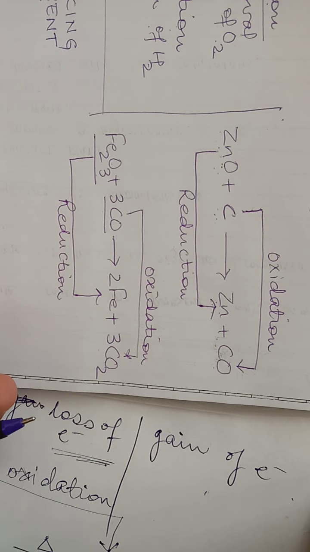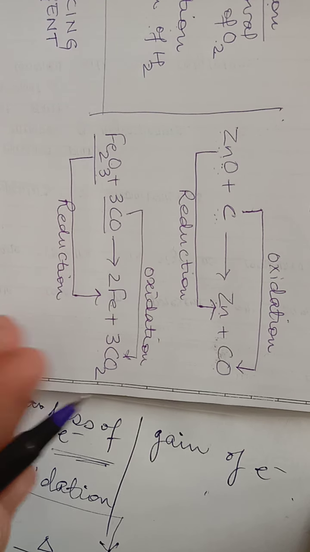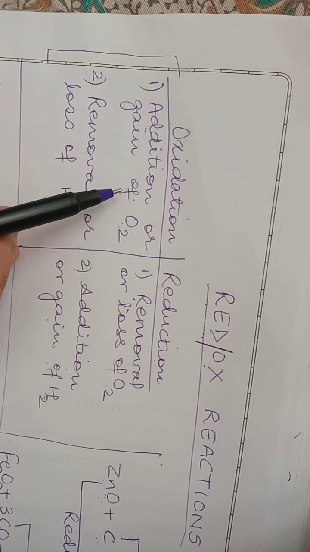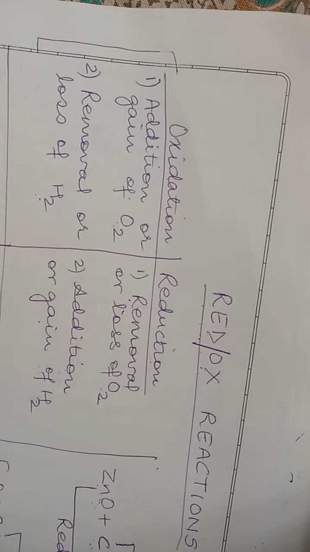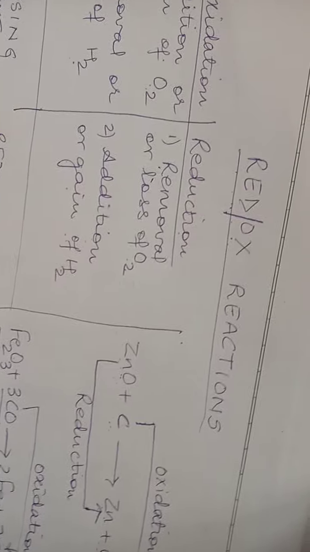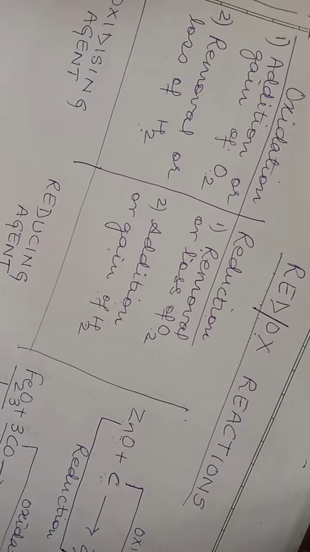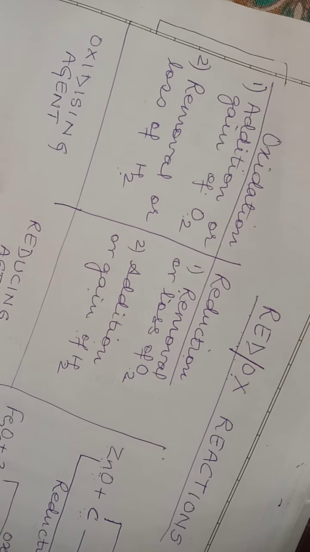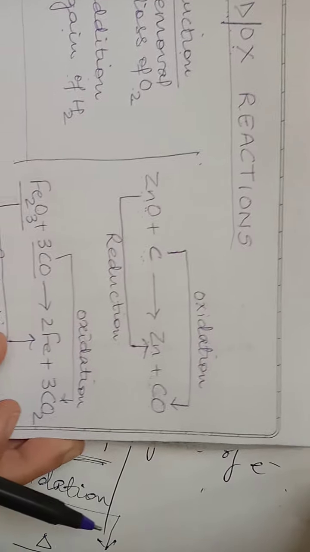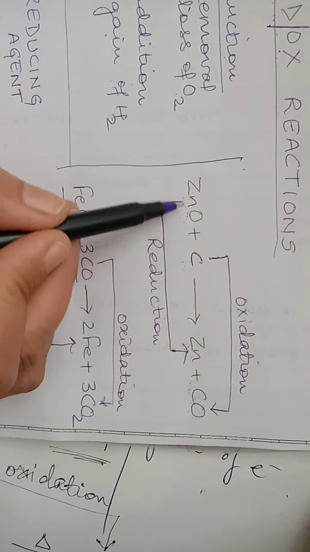I hope you have understood how to identify and define oxidation and reduction according to this concept of addition or removal of oxygen, or addition or removal of hydrogen. Now there are two more important terms that we should know: oxidizing agent and reducing agent. How do we define them? An oxidizing agent is the substance which itself gets reduced but oxidizes the other substance in a reaction.